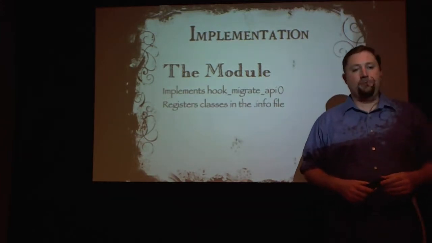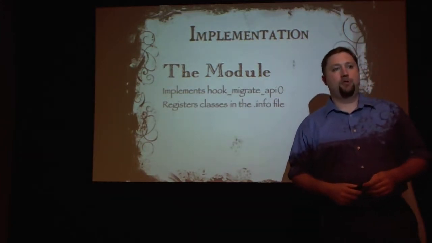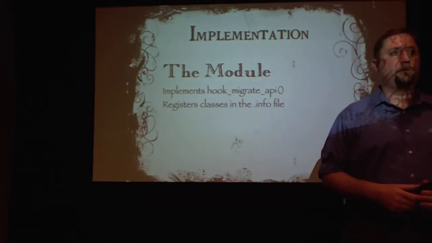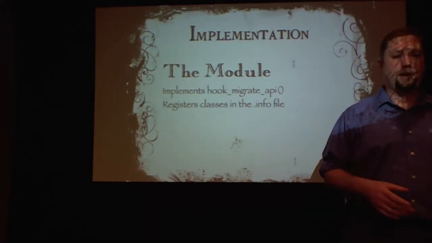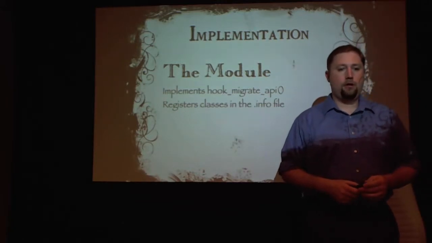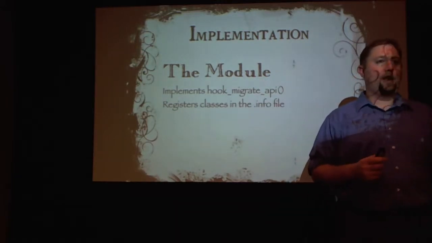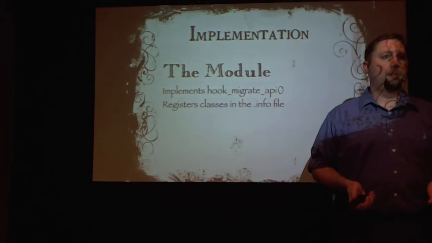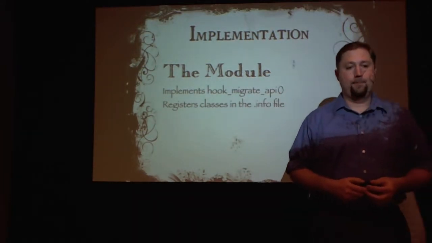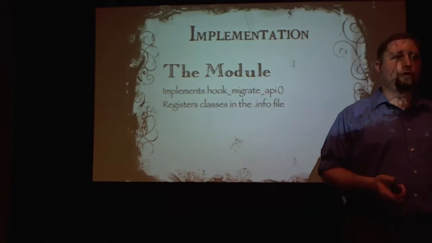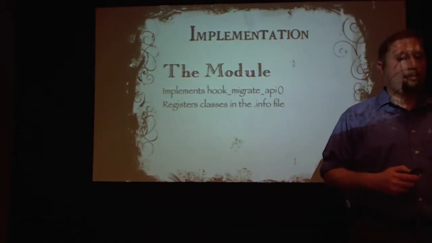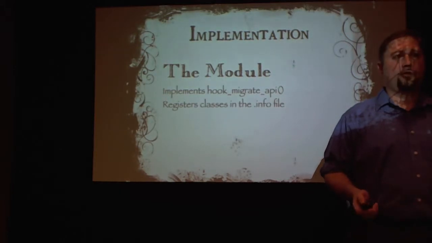And then we've got the implementation, and that starts with the module. Anybody in here not familiar with writing modules? Okay. So basically, when you write a module for your migration, there's only one hook you need to worry about, and that's hook_migrate_api. You're going to register your migration classes in your .info file, but for the most part, in your module, that's all you have to worry about.